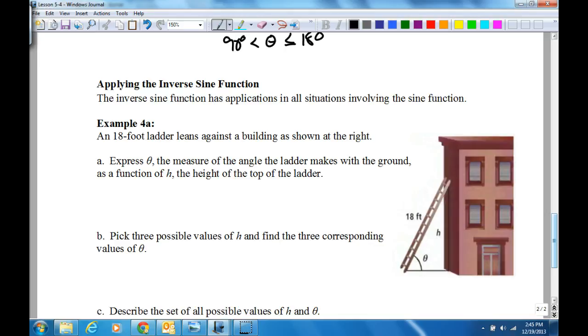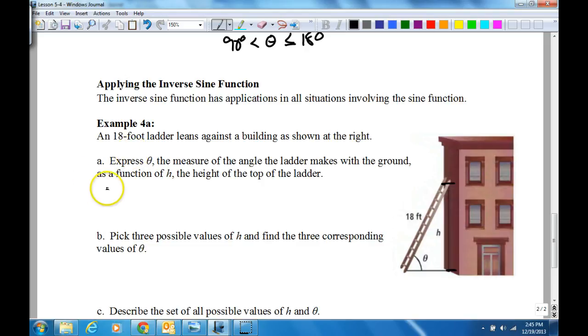But okay, applying the inverse sine function. The inverse sine function has applications in all situations involving the sine function, but most of the time we use it to find a missing angle. Okay, so here's the example. We have an 18-foot ladder leaning against the building, and we want to find what h is. That's the height from here to here on the building. Or actually, we're wanting to find theta, but we want to do that by solving using the letter h.